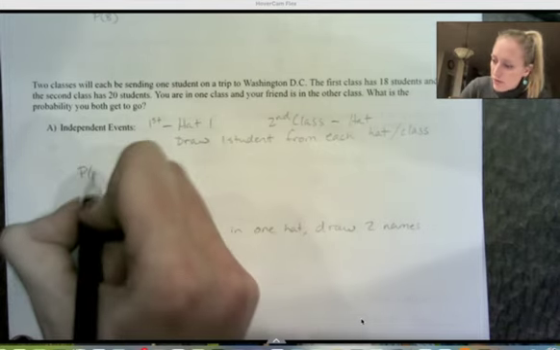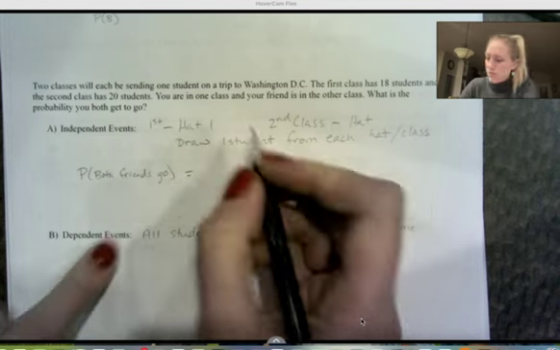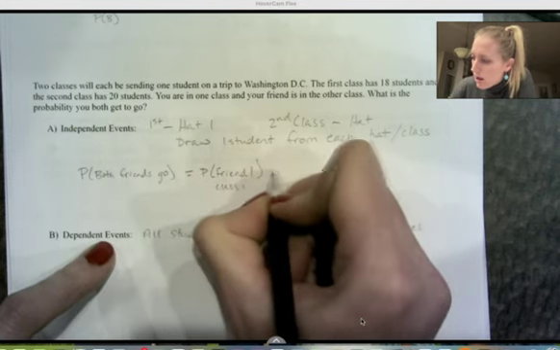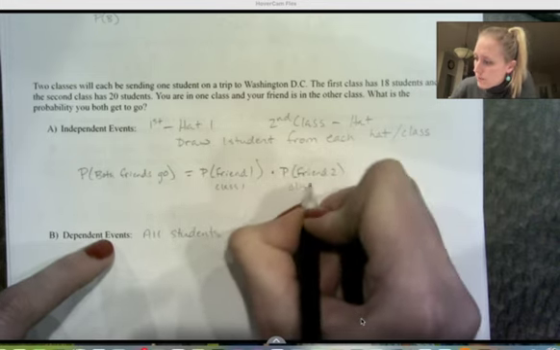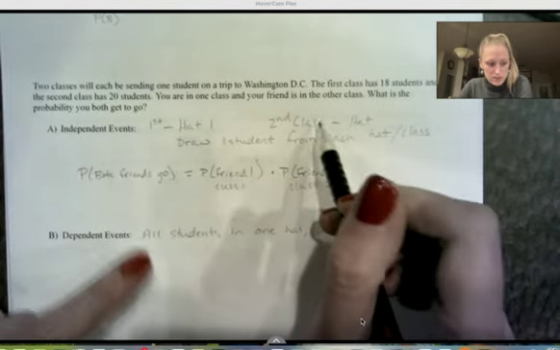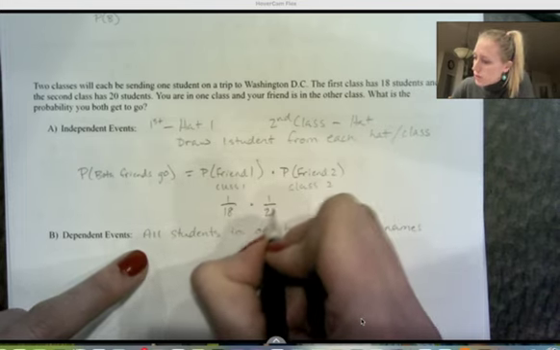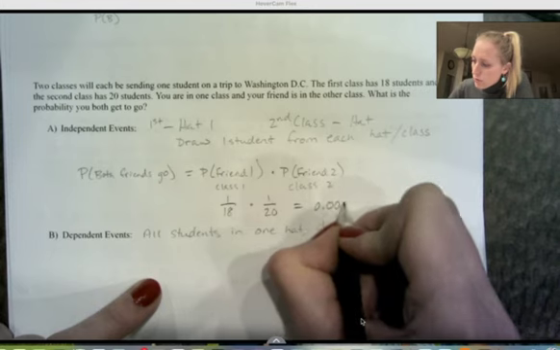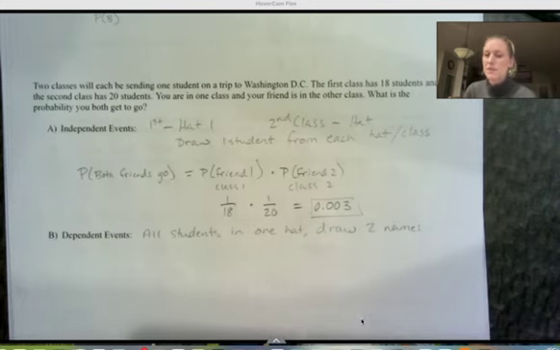So the probability that both friends go is the probability of friend 1, which we'll say is in class 1, times the probability of friend 2, who is in class 2. In class 1, there are 18 students, and in class 2, there are 20 students. So choosing one from each, those are our probabilities. Multiply those, and we get 0.003. So there's about a 0.3% chance that both of you will get to go if they're drawn from separate hats, one class from each hat.